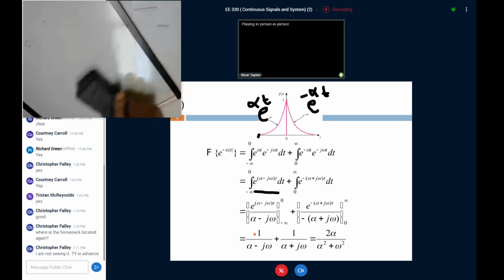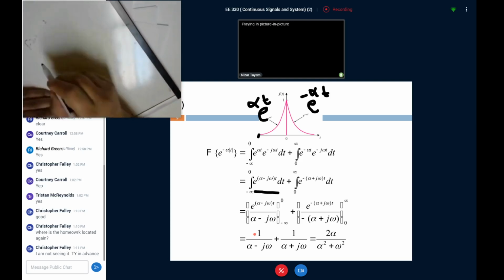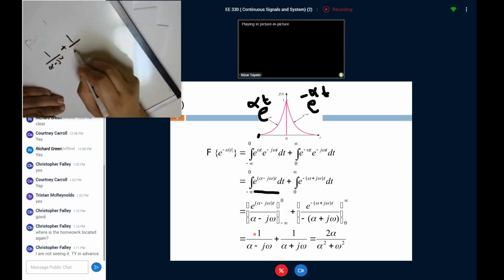First integral, which is similar to the previous one, right? It's going to be 1 over alpha minus j omega plus 1 over alpha plus j omega, right?